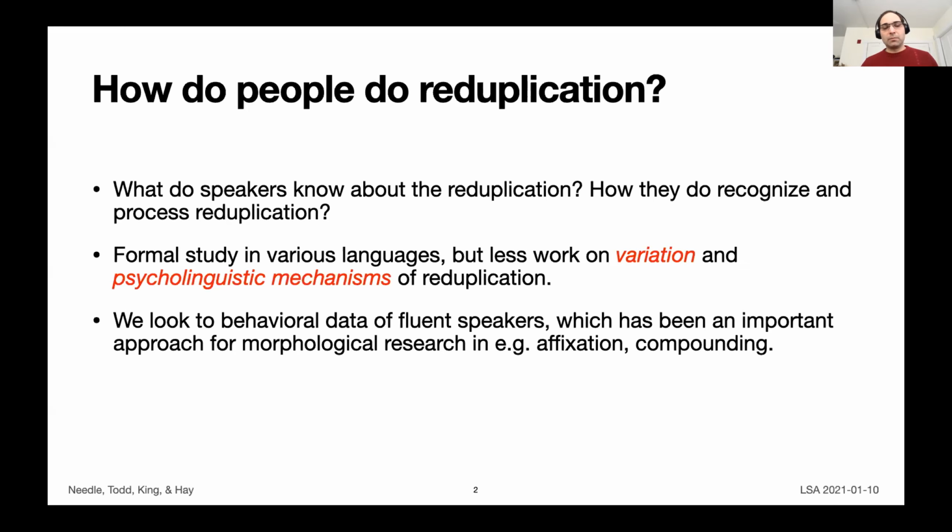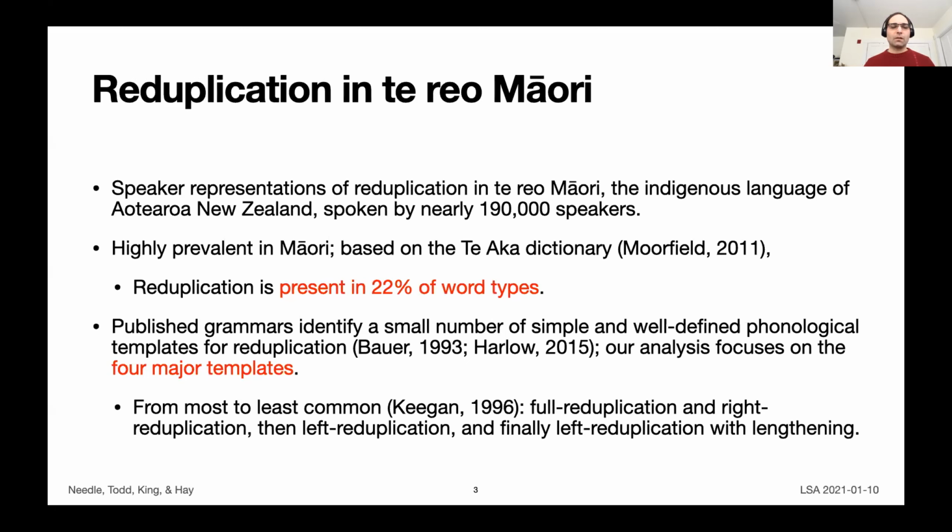We're interested in how people do reduplication. How do they recognize and process these words? Questions of variation and psycholinguistic mechanisms of reduplication still remain after a lot of previous work here. To answer these questions, we're looking to behavioral data of fluent speakers. We investigate reduplication in Te Reo Maori, the indigenous language of Aotearoa, New Zealand. Reduplication is prevalent in Maori, present in 22% of word types. Published grammars describe a small number of simple phonological templates for reduplication, and we focus on the 4 major templates today.